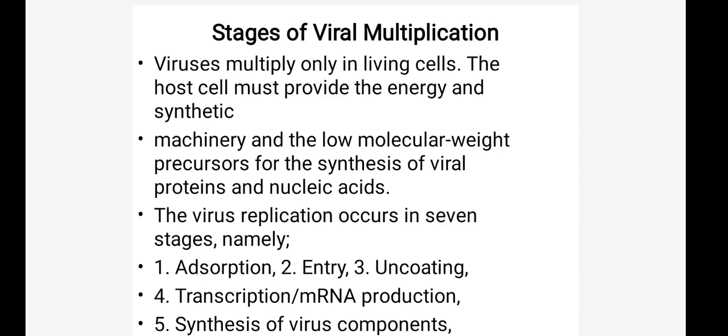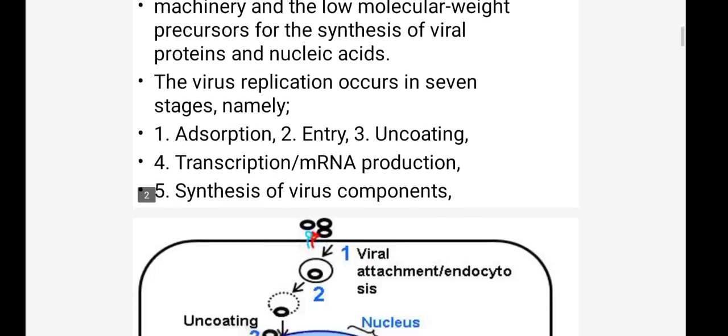Commonly, viruses are responsible for developing different diseases through their replication mode, and there are different stages involved in viral multiplication which result in the development of disease. These different stages include adsorption, entry, uncoating, transcription, then the synthesis of viral components, that is translation, then the assembly formation and the release of progeny virions. These are the 7 important stages in which viral multiplication is carried out within the living host cells.